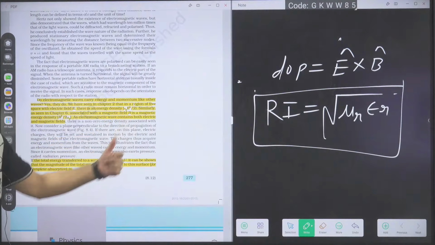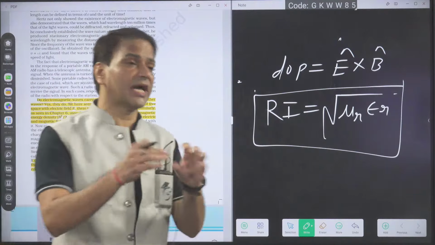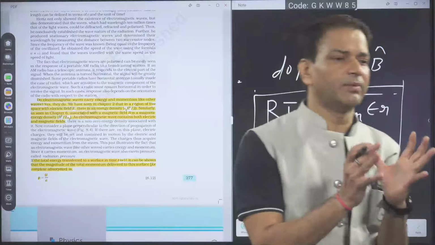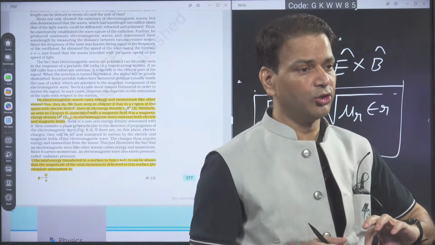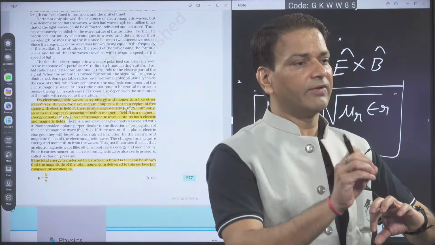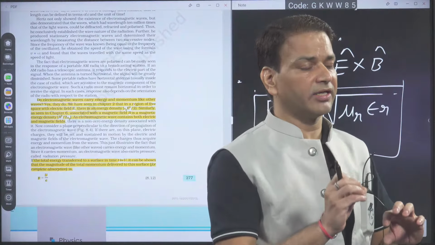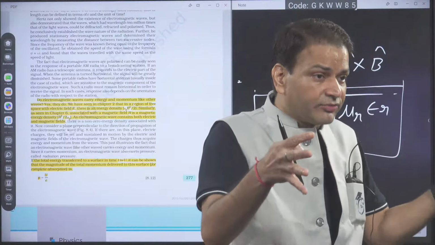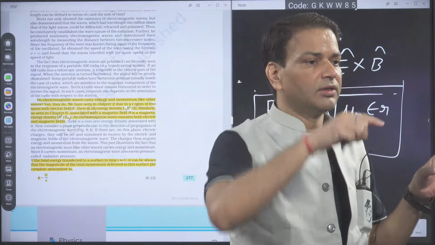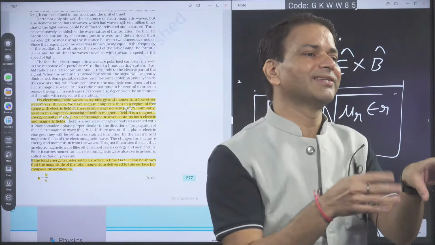Electric field energy density is the energy per unit volume. Suppose they are asking for the energy, then they will give some volume. So energy density means energy per unit volume. Due to the electric field it is half epsilon naught E square, due to the magnetic field it is B square upon 2 mu naught. But if they are asking the total energy in this volume, then they will give the volume, so multiply with the volume, then you will get the energy.